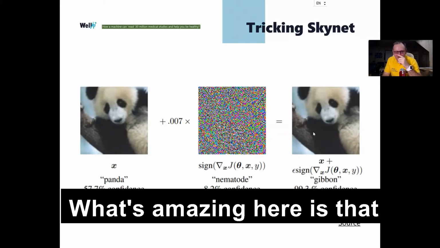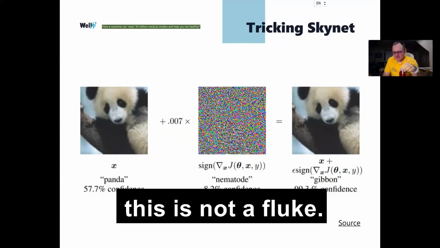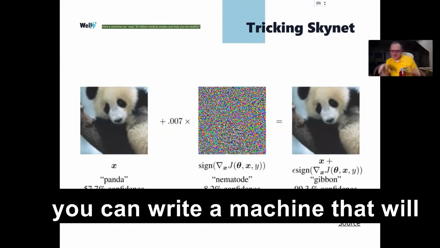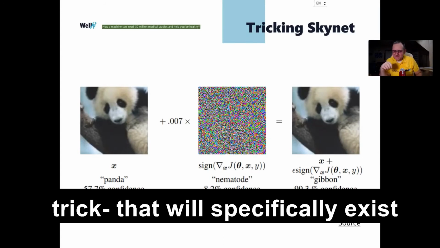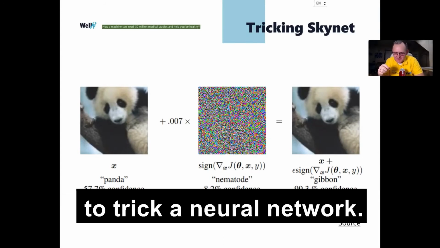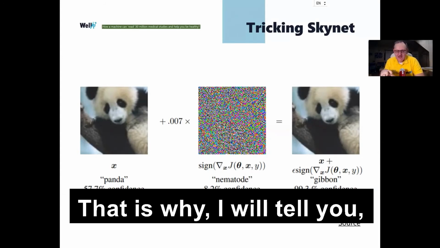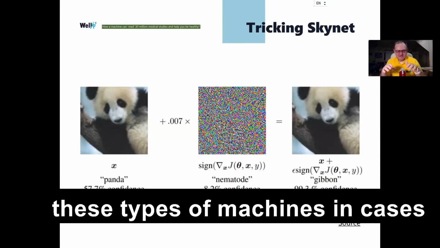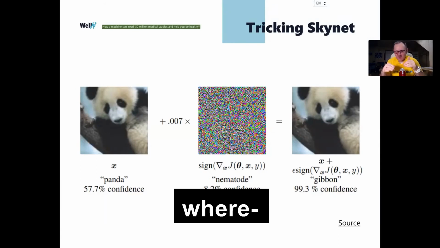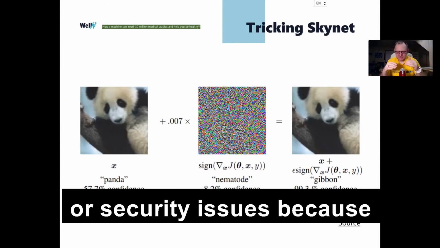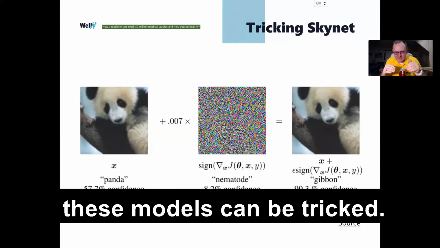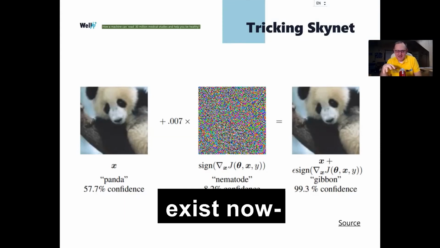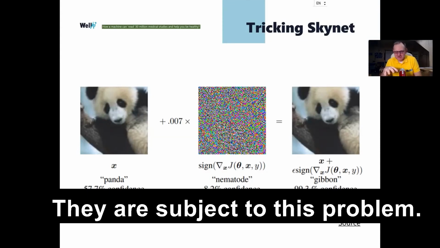What's amazing here is that this is not a fluke. You can actually generate these examples. In other words, you can build a machine that exists specifically to trick a neural network. That is why I'm very cautious about using these types of machines in cases where you have adversarial relationships or security issues, because these models can be tricked. What they found is that almost all of the models that exist now are subject to this problem.